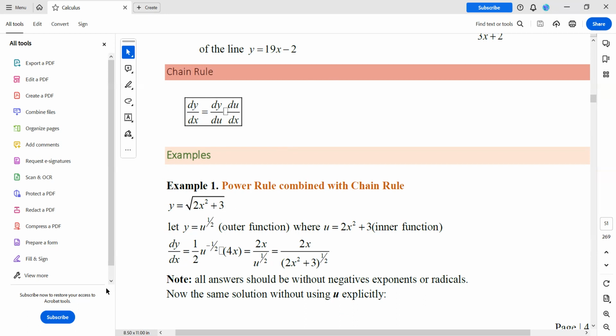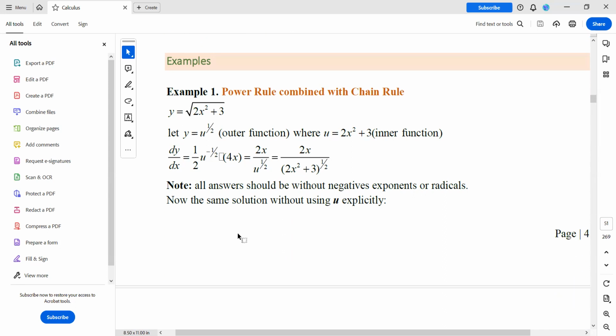So to find the chain rule, dy/dx is equal to dy/du, which is this, times du/dx, which is 4x. How did we arrive at 4x? Good. The differential of u with respect to x, du/dx, is going to be 2 times 2, 4, and 2 minus 1, 1. So 4x raised to power 1 is the same as 4x. So that's why I have du/dx as 4x, which is what we have here. So it's going to be equal to 2x over u raised to power 1 over 2. So you have 2x over the inner function, 2x squared plus 3, raised to power 1 over 2. So that's all; answers should be written without negative exponents or radicals.